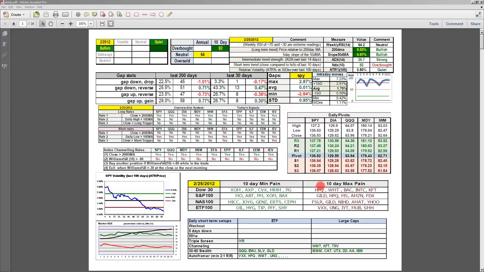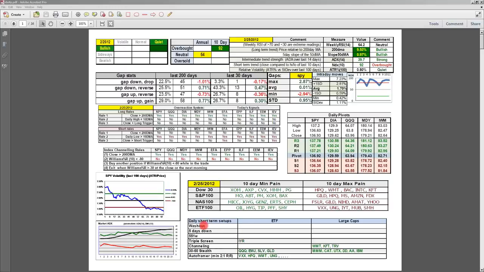10-day max pain, which is where I like to hang out, among the Dow 30. These are the ones that have lost the most on a percent basis from their 10-day high. Hewlett-Packard, Walmart, Bank of America, Intel, and Kraft. Among the ETFs, it's the VIX, natural gas, transports, don't know what that is, and semis.